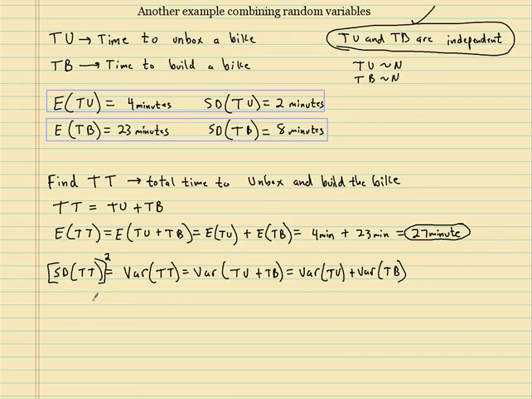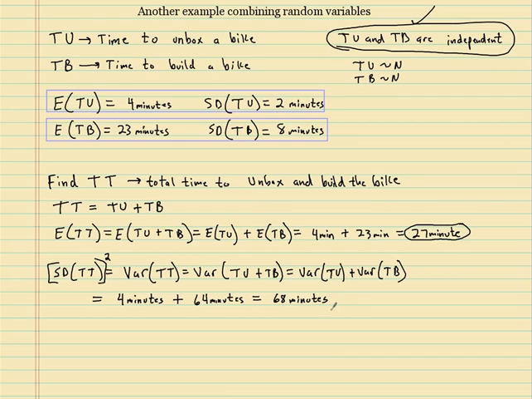Okay, so let's look. The variance of TU. Now they don't give us the variance, but they give us the standard deviation. So the variance of TU is 4 minutes, and we are adding here. The variance of the time it takes to build the bike is 8 squared, which is 64 minutes. So the total variance is 68 minutes.